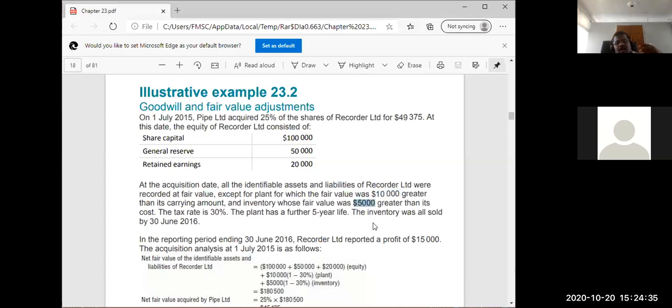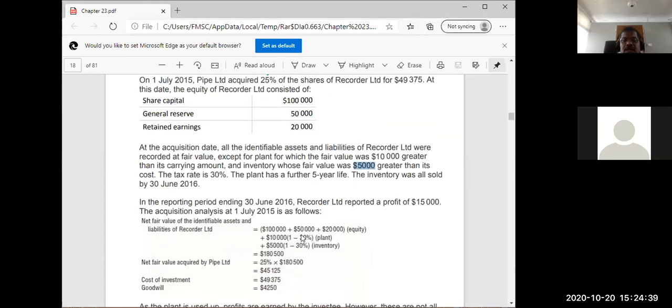So what we can do is the revaluation. We bring in the revaluation, but net of tax. So this is the net assets at fair value. You take 25% of that, and this is the net assets at fair value, your portion, and this is the purchase consideration, that is the investment. So the difference between these two is called goodwill.